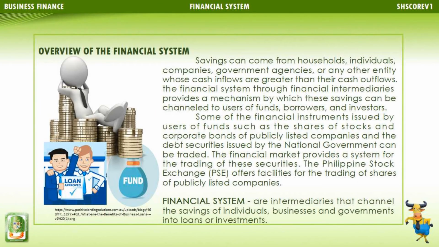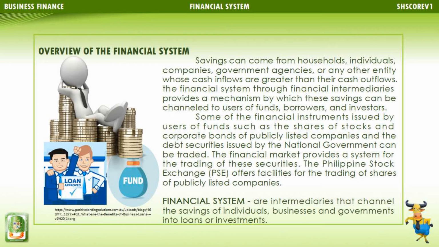Overview of the financial system. Savings can come from households, individuals, companies, government agencies, or any other entity whose cash inflows are greater than their cash outflows. The financial system, through financial intermediaries, provides a mechanism by which these savings can be channeled to users of funds, borrowers, and investors.